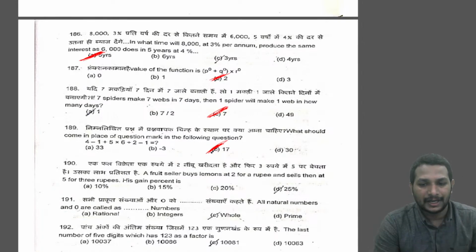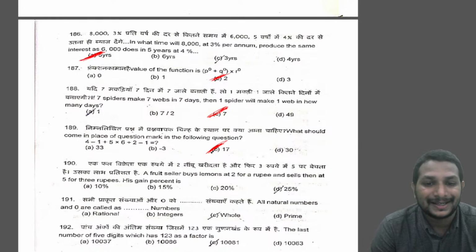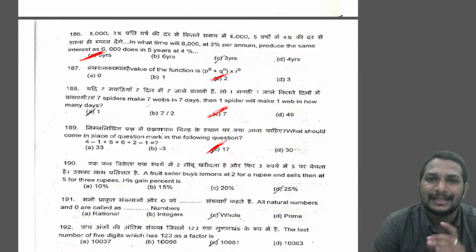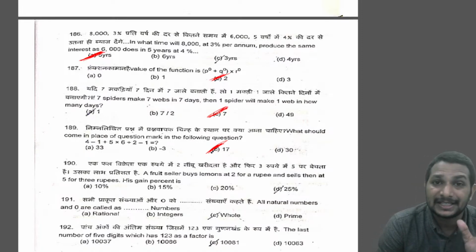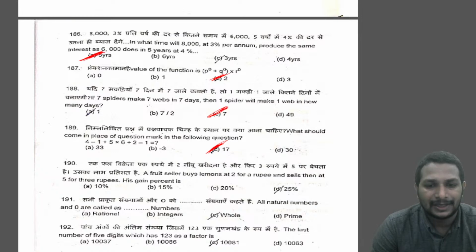Next question number 190. A fruit seller buys lemons at 2 lemons for a rupee, and sells them 5 for 3 rupees. Means he sells 5 lemons for 3 rupees. Gain percentage. Let's see this.